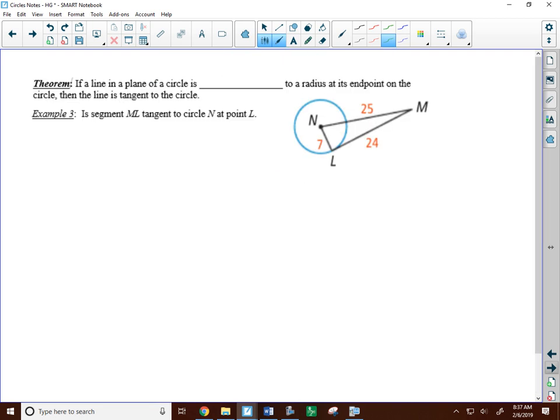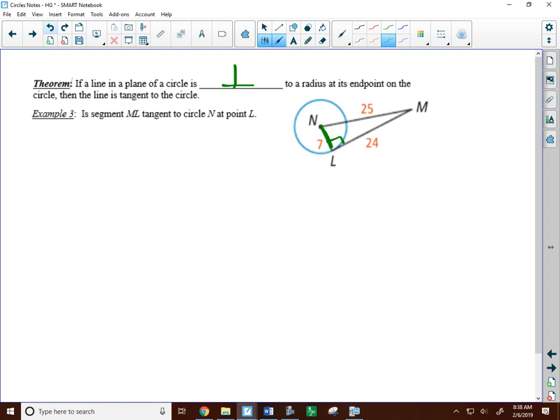The next theorem is kind of the reverse, or the converse, of the last one. The last one said here's a tangent, and then use that to solve for a side. This one asks: is there a tangent line? If a line in a plane of a circle is perpendicular to a radius at its endpoint, then the line is tangent to the circle. So basically, if this is a radius and if this is a right angle, then we know that there is a tangent line. So for this question, it would not say assume lines are tangent.